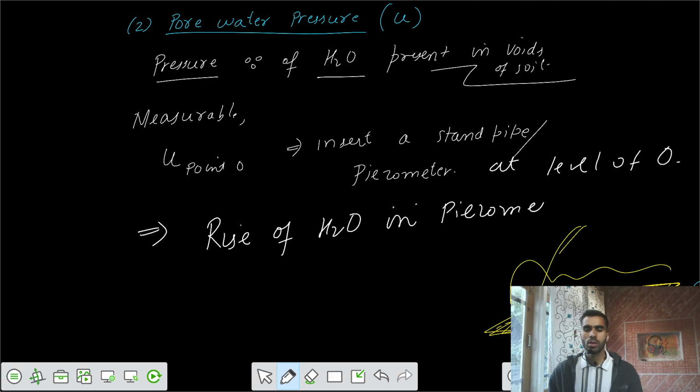That's actually the head, the pressure head because of the pore water pressure. Let's say there is some height h, which is the rise of water in the piezometer, and that head is because of the pore water pressure.